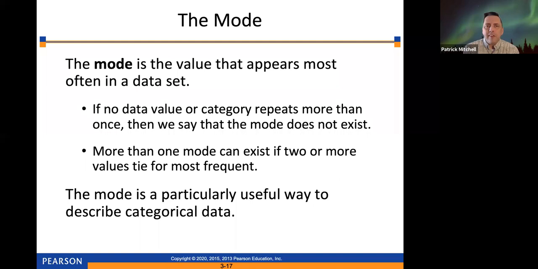All right, and that brings us to the mode. The mode is the value that appears most often in a data set. If no data value or category repeats more than once, then we say that the mode does not exist. More than one mode can exist if two or more values tie for most frequent. And the mode is a particularly useful way to describe categorical data, right? Data that it doesn't make sense to do any math with.